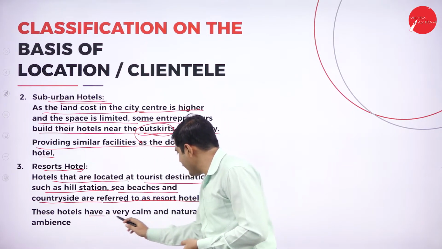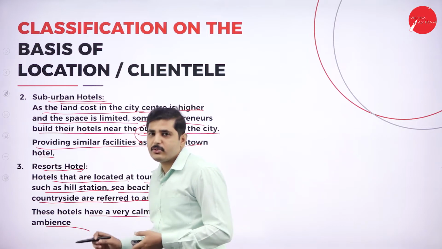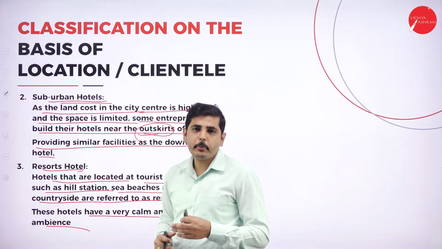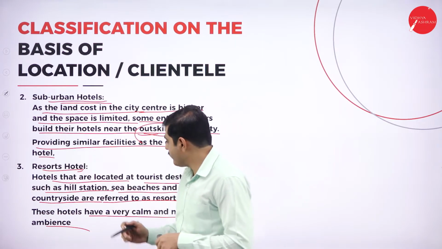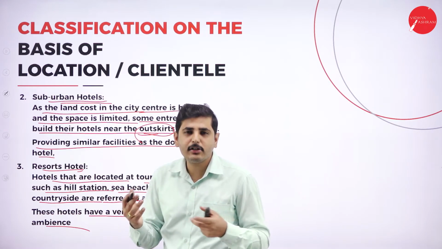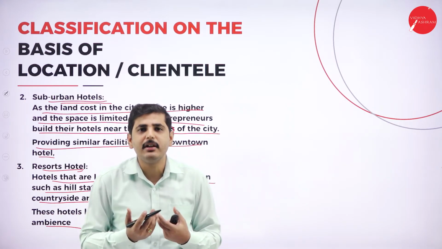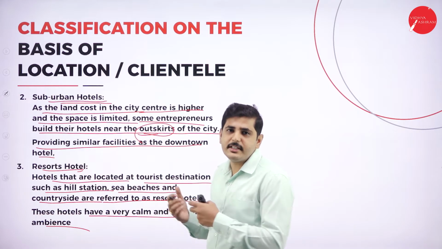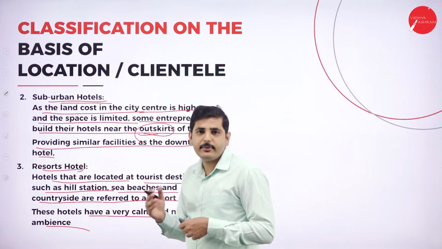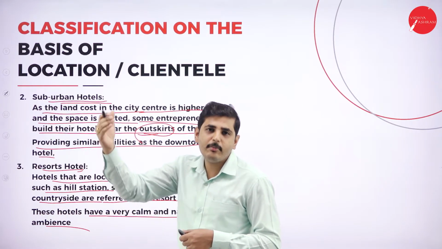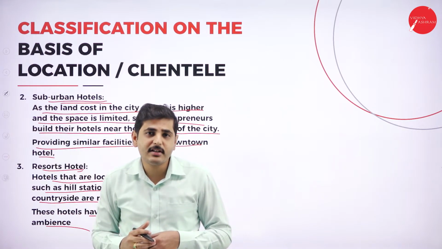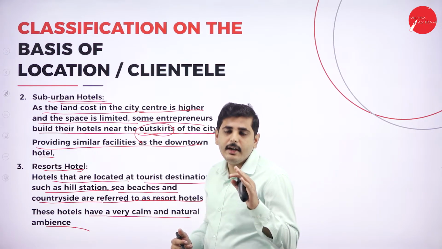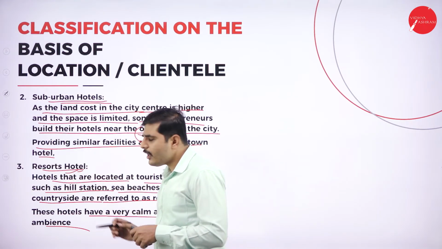So these hotels have a very calm and natural ambience. Usually they are located in the forest area, and they also provide river flowing facilities, good lights and good ambience, which is very natural. So the guest will feel very calm and natural when they visit resorts. You can find this type of area in Coorg, or any other Western Ghats hilly areas, and also in the northeastern Indian part. So you can find the resort hotels.